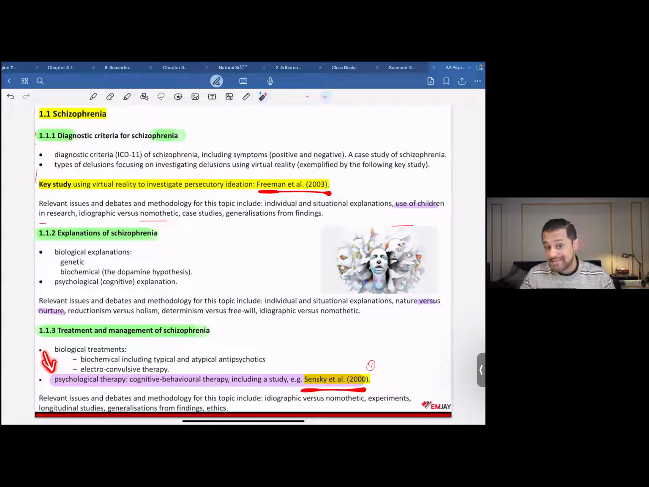example study, Sensky et al. Now, this is an example study. What is the difference between a key study and an example study? A key study would be more detailed. You're expected to know more on the key study as compared to an example study, the difference between them.